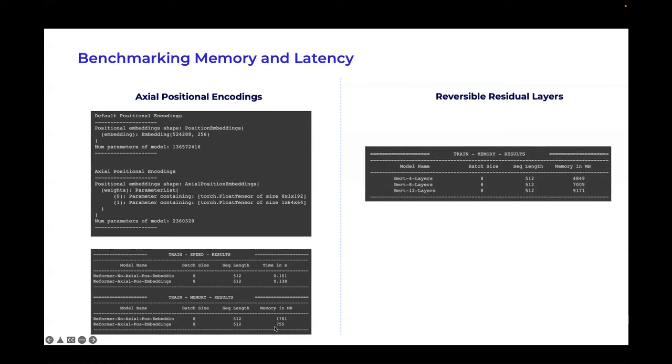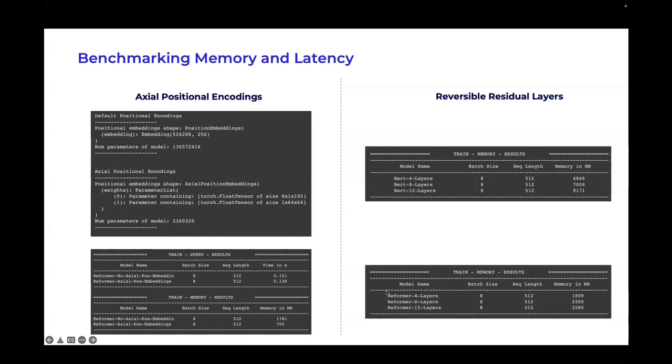Coming to reversible residual layers, so these are the metrics for BERT. So for BERT, 4 layers, 8 layers, and 12 layers, you can see how much memory is consumed for BERT when coming to the residual layers. So like this one, if you can remember, if we are storing the activations at each and every layer, you can see how much memory is being consumed with the increase in the number of layers for BERT.